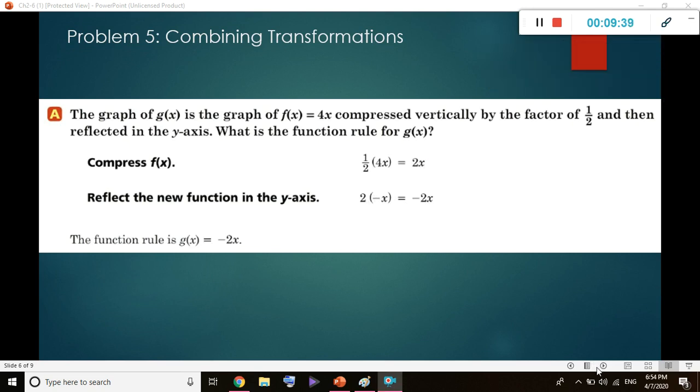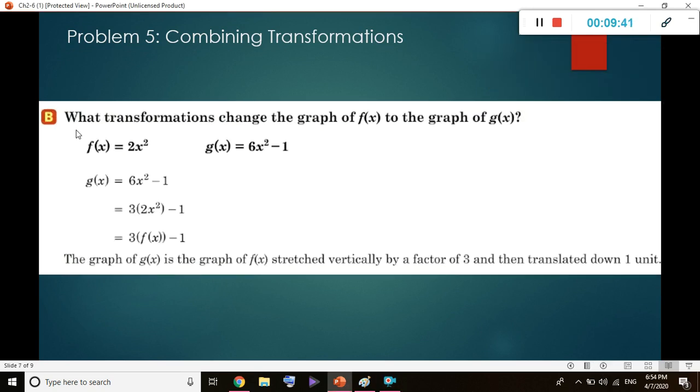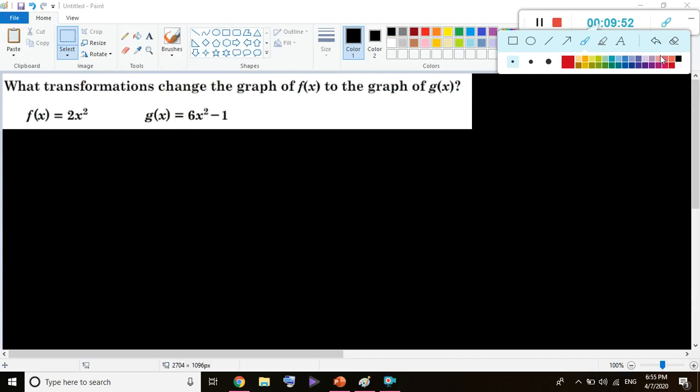Okay, let's go for the second problem we're having here. What transformation changed the graph of f of x to the graph of g of x? So they're giving us this, and they're asking us what the transformation is. Okay, so let's solve it together.